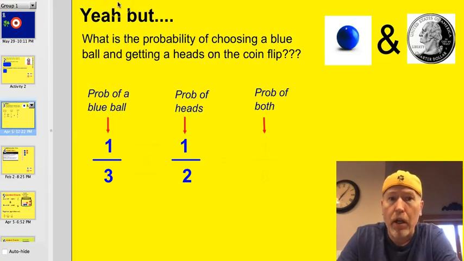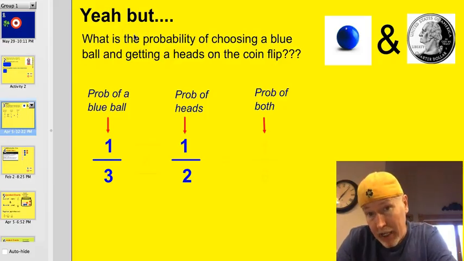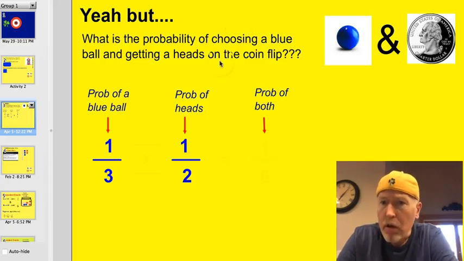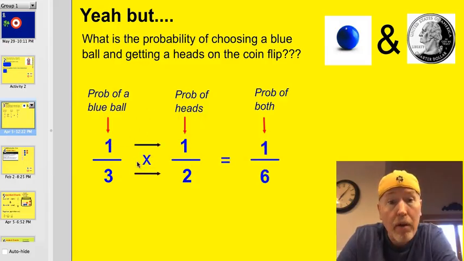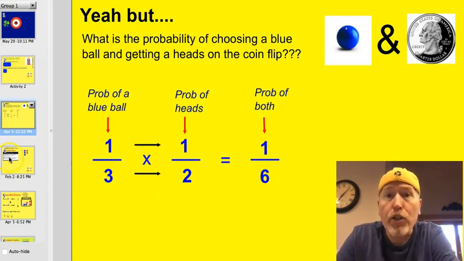Here's the actual target. What's the probability of choosing a blue ball and getting heads on the coin flip? That's not as hard as you think it is. Let's go back. The probability of the blue ball was 1/3. The probability of heads on the coin was 1/2. Multiply the two together, the probability of both is 1/6. Not too bad, huh?